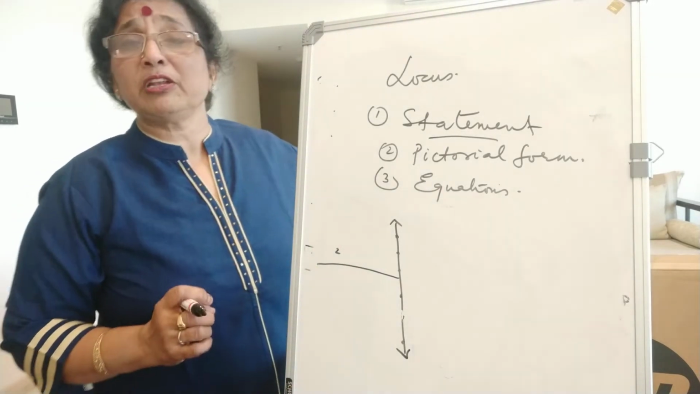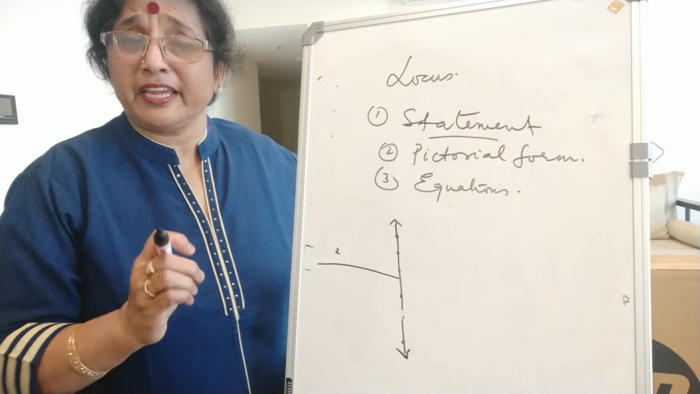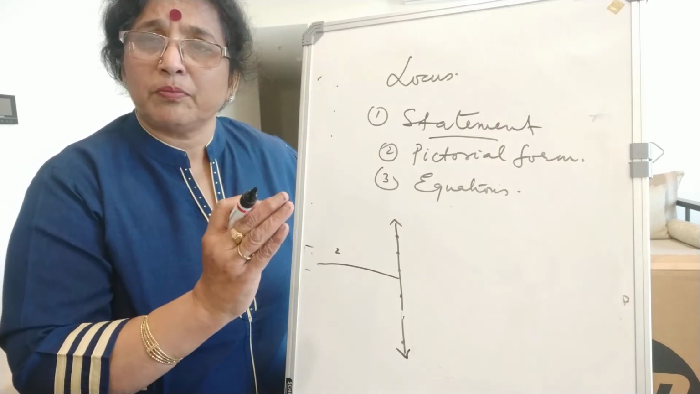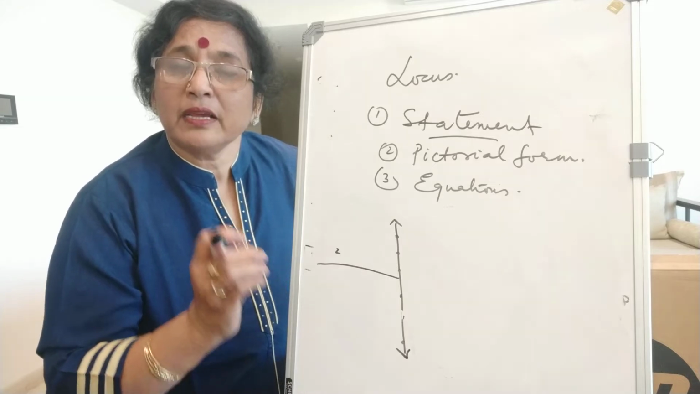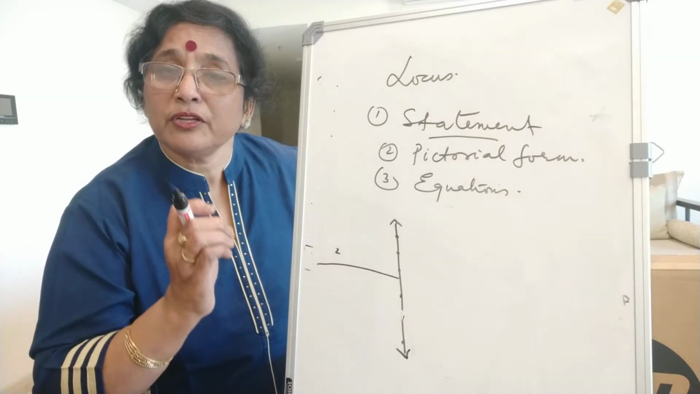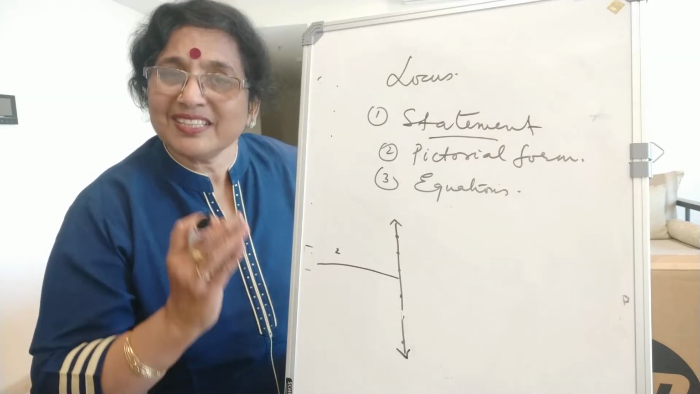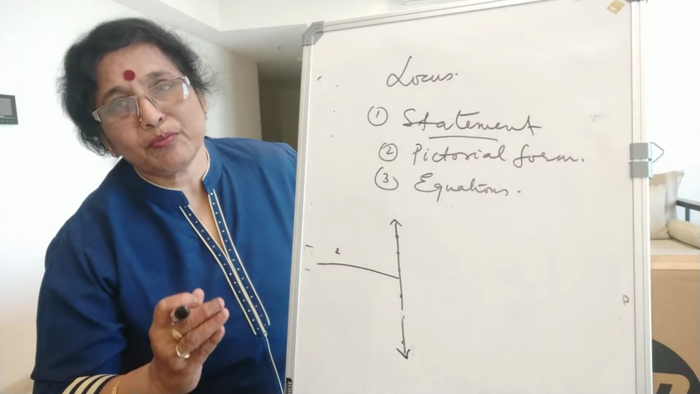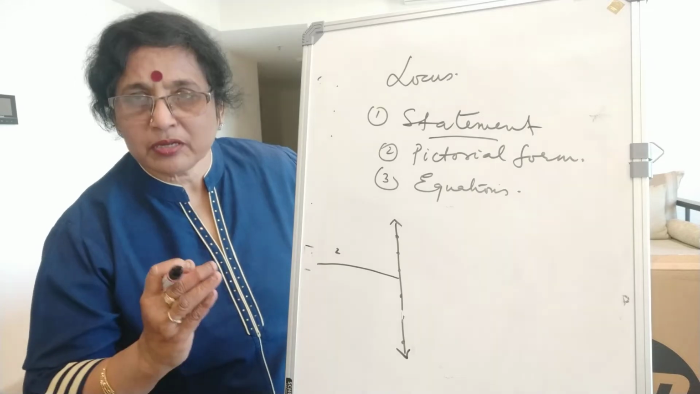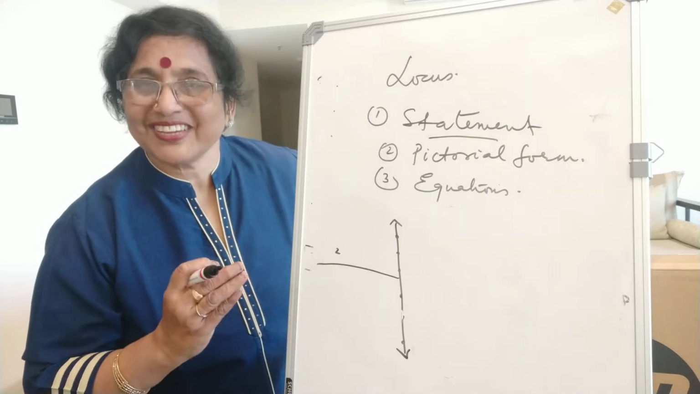So your description will be, it is a straight line parallel to the edge of the board, parallel to the edge of the book, right? Moving at a distance of 2 centimeters. Or it is a straight line at a distance of 2 centimeters from the edge of the book, edge of the board, whatever it is.